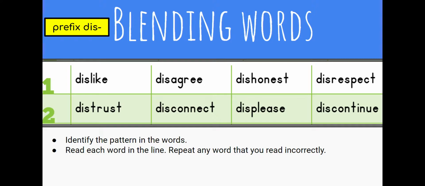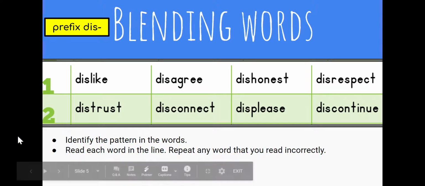Honest, somebody that is honest tells the truth. What is dishonest? It is the opposite of someone who tells the truth. Respect, okay? So you've got it. Disrespect is the opposite of respecting someone, the lack of respect.